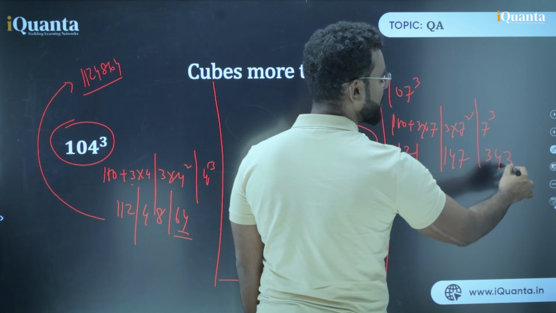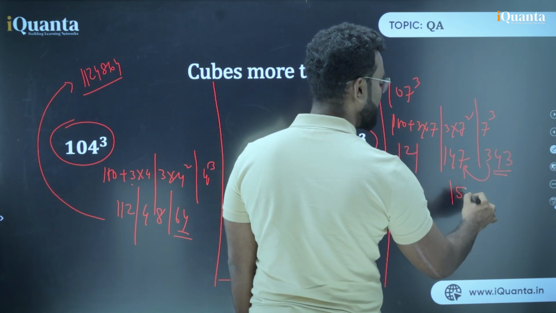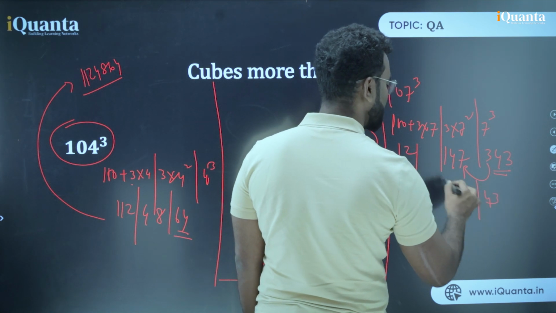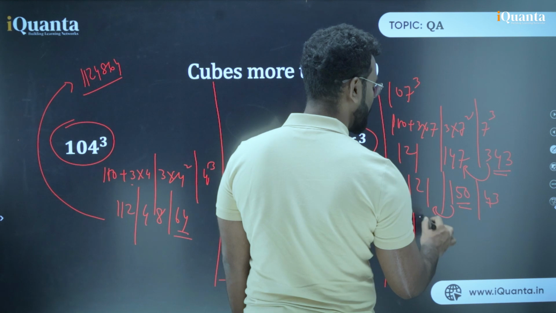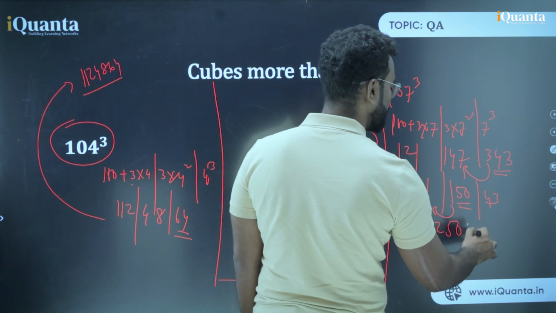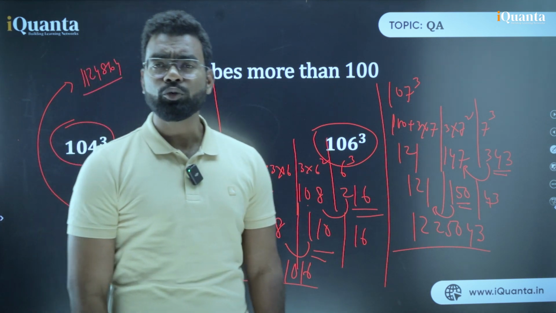That's why you need to remember 7 cube. So 43 stays here, and 3 will be added to the previous part. So it is basically 150, 43 and 121. Now 50 stays here, and 1 should be added to the first part. So it is 122, 5043. So this is how we do the cubes.